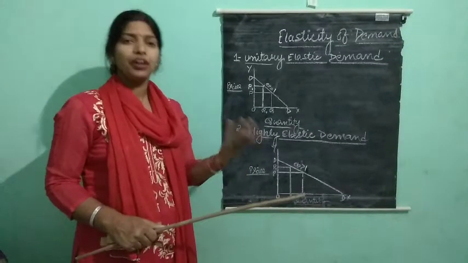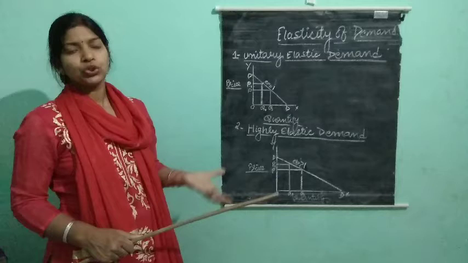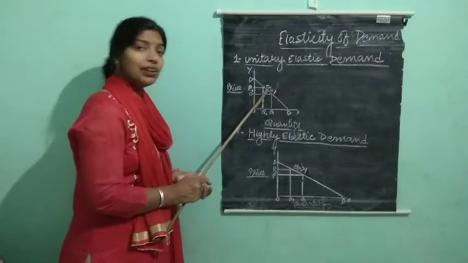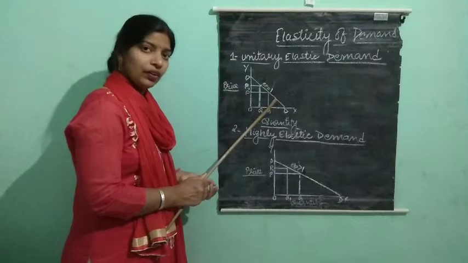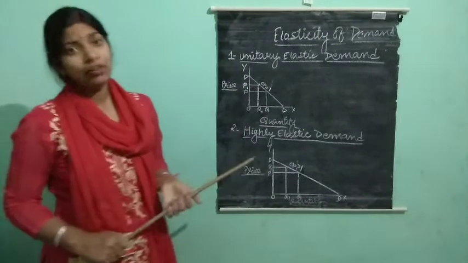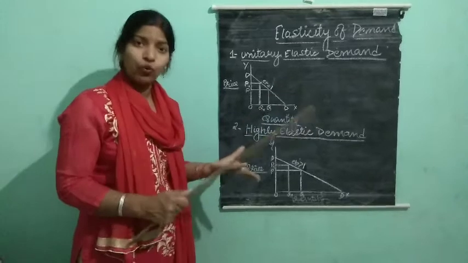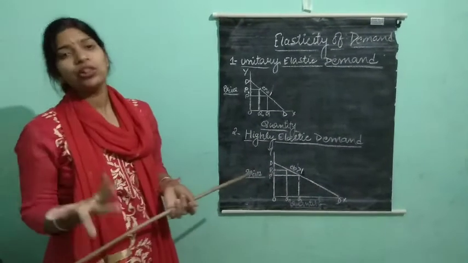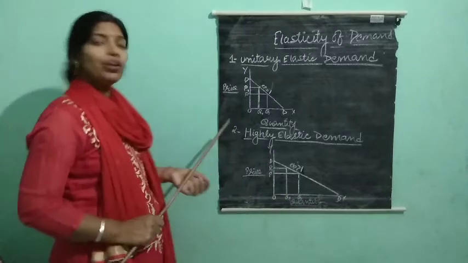Proportionate change in quantity demand is equal to proportionate change in its price. This is unitary. That's why it has been written here EP equals 1. Already I have told you EP denotes elasticity of demand. So this is equal to 1. 1 means unitary. Unitary elastic demand. Equal change. Right?